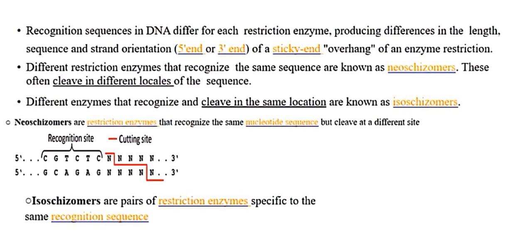Recognition sequences in DNA differ for each restriction enzyme, producing differences in the length of the fragments.